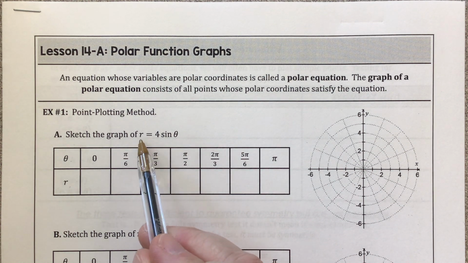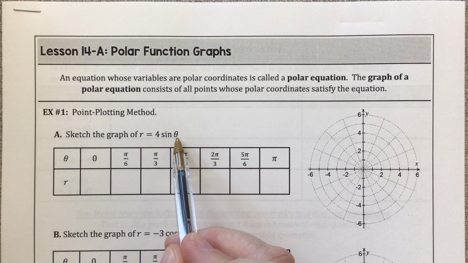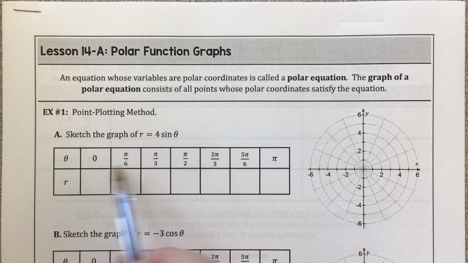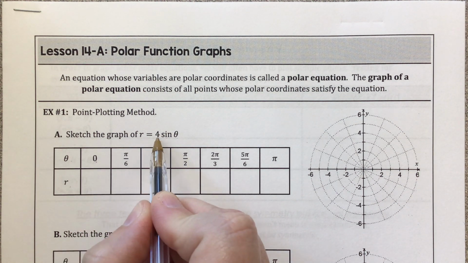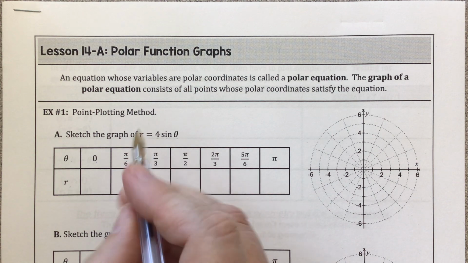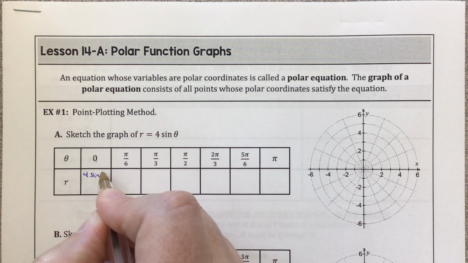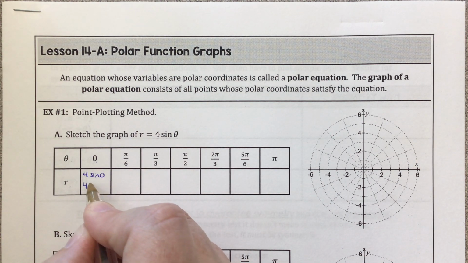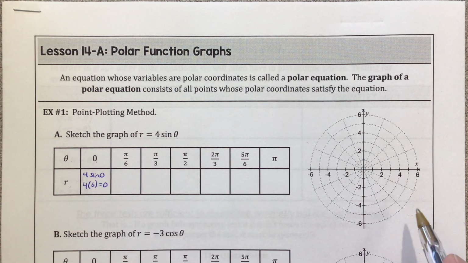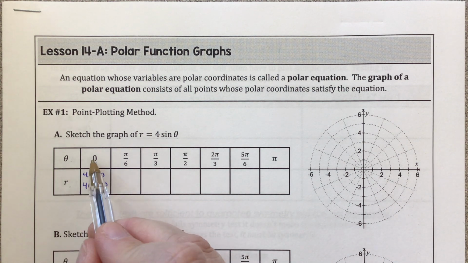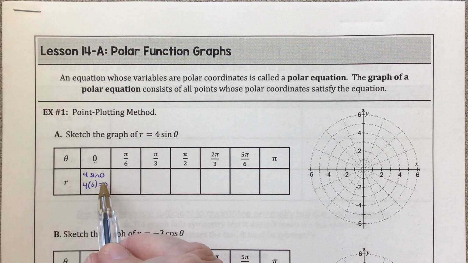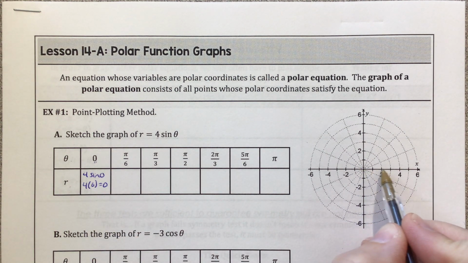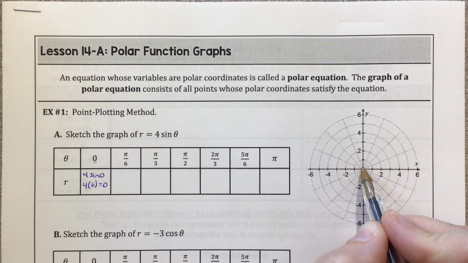So let's start by exploring r equals 4 sine theta. We've got some selected values of theta here. Let's plug them in. If theta equals 0, the radius is 4 times the sine of 0, or 4 times the sine at angle 0 radians, which is 0. So 4 times 0 is 0. At the angle 0, I have a radius of 0. Angle 0 right here, I have a radius of 0. That's the pole.